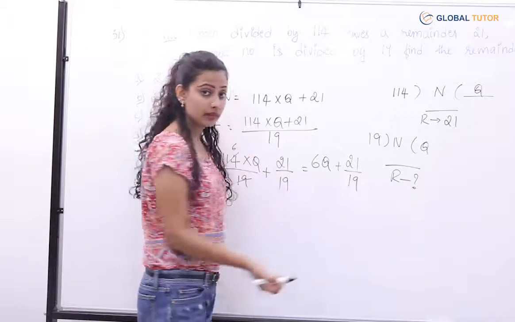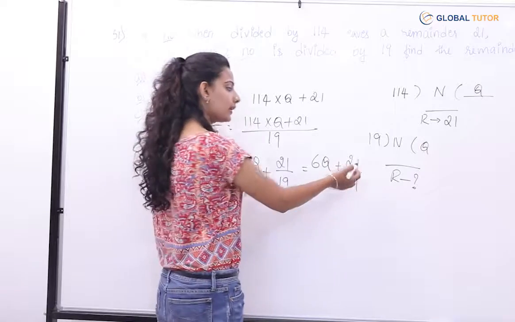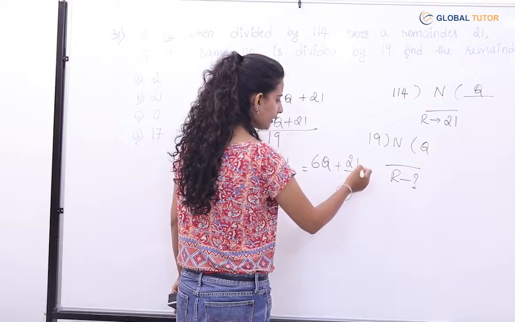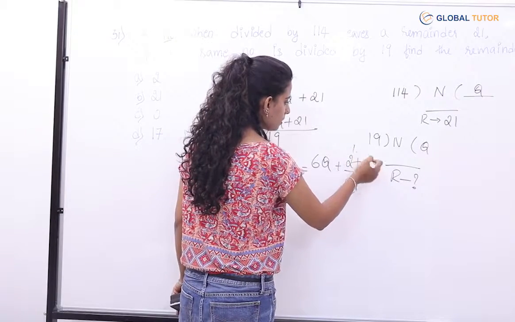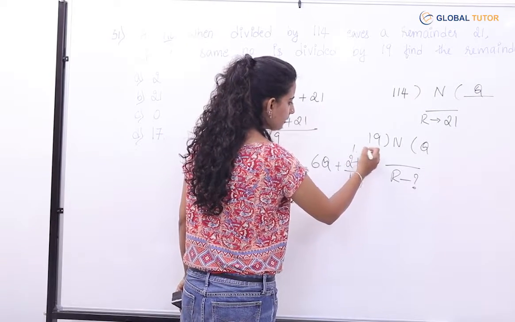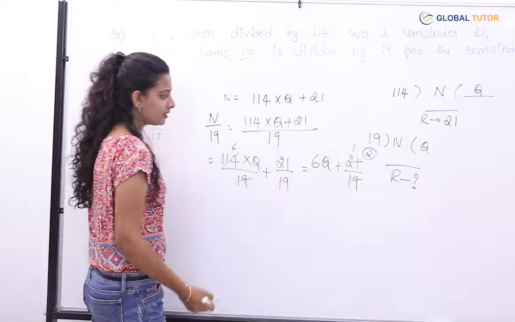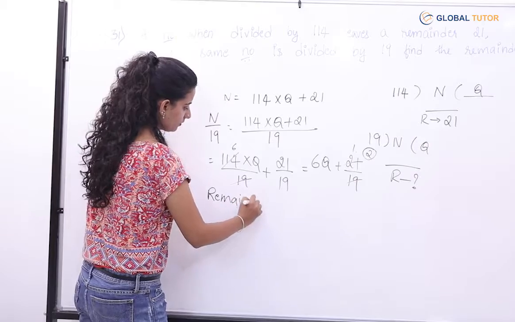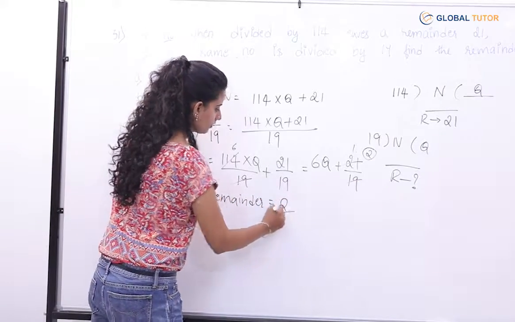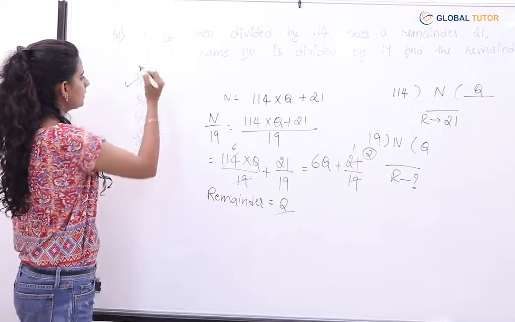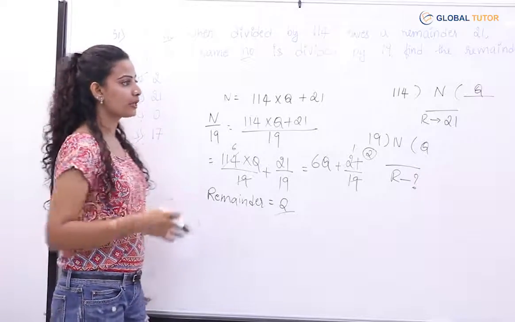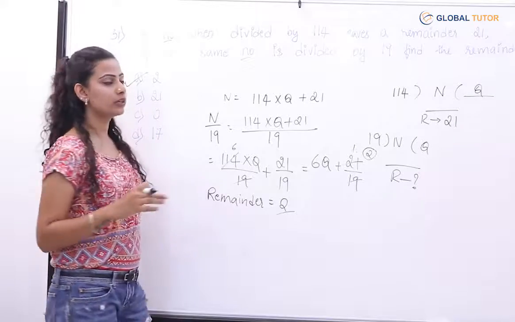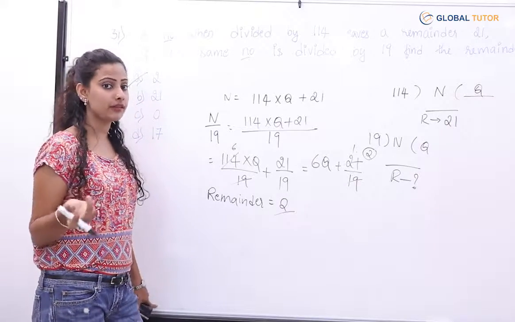Is 21 the remainder? No, because 21 is still divisible by 19. If you divide 21 by 19, you get 1 and the remainder will be 2. Right? So the remainder is 2. Here option A is the correct answer. This type of question will often come in competitive exams. So keep watching this video and keep practicing. The more you practice, the better it is for you.